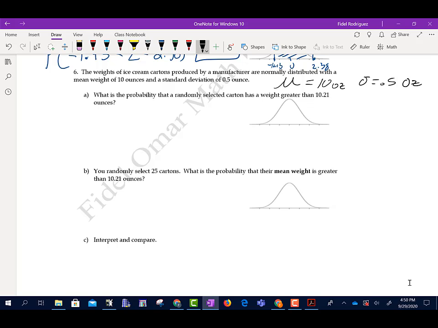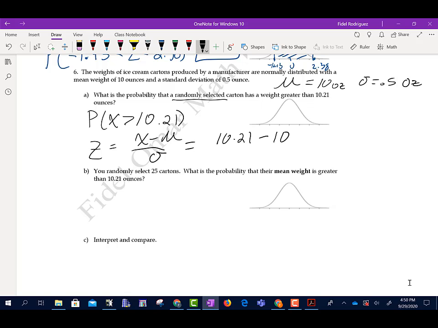So notice, we're not taking a group of them, we're taking a single carton, okay? So it's asking me, what's the probability that the weight is going to be greater than 10.21? So what I'm going to do, guys, x minus mu divided by sigma. So I'm going to convert this x value to a z-score, okay? So my x value is 10.21 minus, my mu is 10, my standard deviation is 0.5, okay?